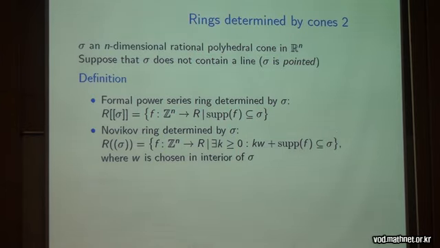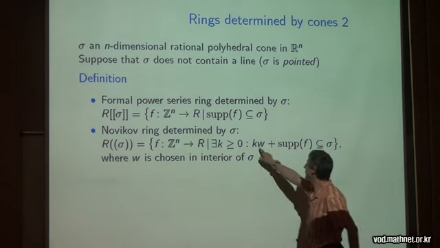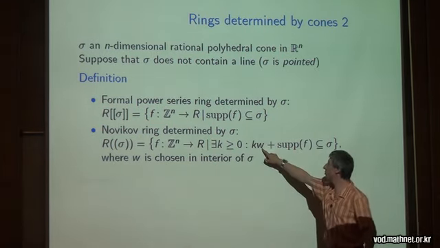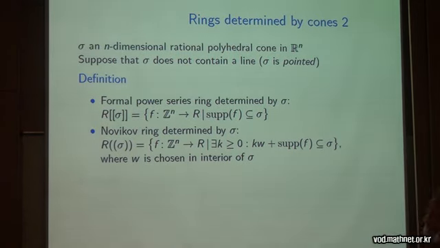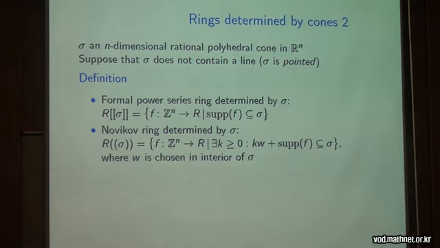All right, and the shift, that's this kw, so k is just some number that tells you how often you're allowed to shift in direction w, and w is just any vector you choose in the interior of your cone sigma. Okay, it doesn't matter which one you choose, you always get the same definition in that way. So that's the Novikov ring determined by sigma.